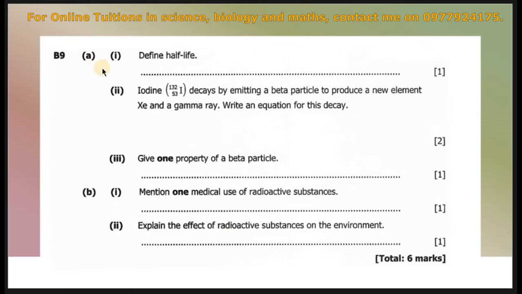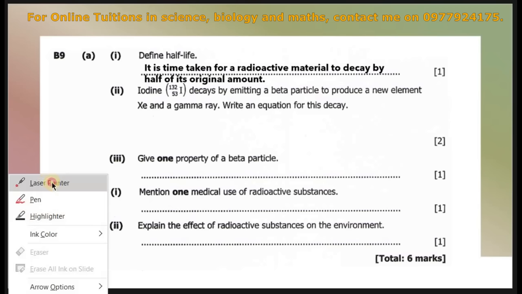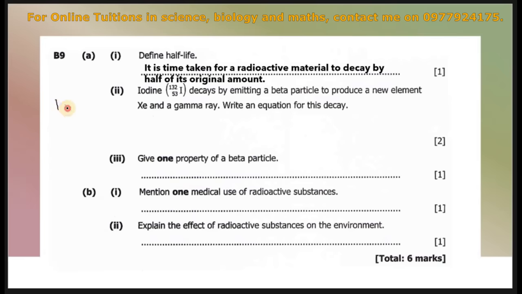Then next, B9, which says define half-life. Half-life is the time taken for a radioactive material to decay by half of its original amount. So if you have an original amount of a radioactive sample, say 1 gram, and it halves to 0.5 gram, the time it takes to move from here to there is what we call half-life, represented by T1/2. So half-life is the time taken for a radioactive material to decay by half of its original amount.